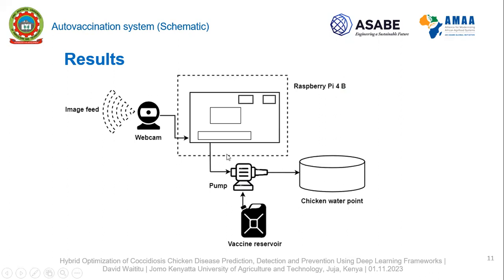And then the Raspberry Pi, because it's also an edge device, you can connect to actuators, which in this case is a pump. You connect it to a vaccine or medicine receiver, which connects to a water point that the chickens can use to get the medication if the disease is detected. The inferences will be passed to the Raspberry Pi, which will iterate to see whether they are the same as coccidiosis. And in the instance that they are the same, it will actuate the pump to release the medication.